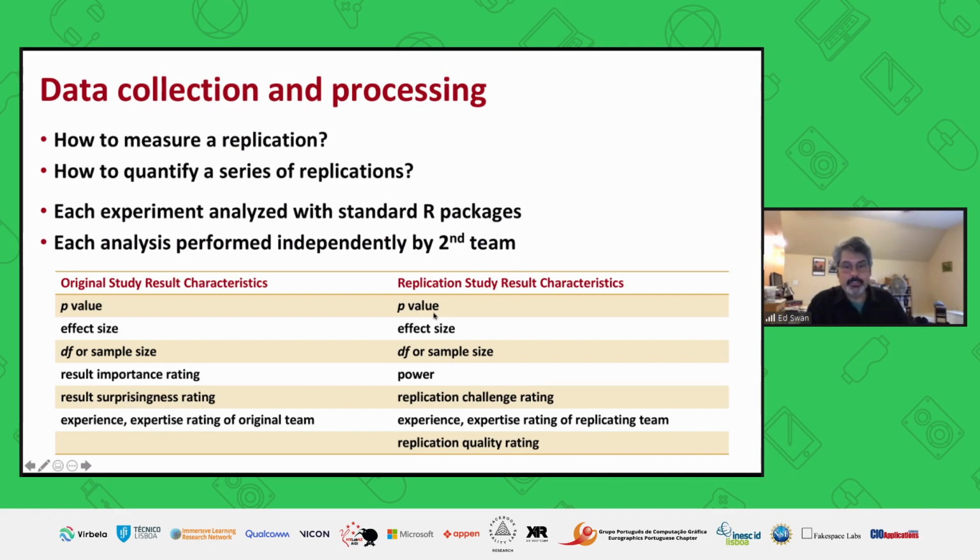Then the replication also produced a p-value. It also produced an effect size. It also produced a sample size or degrees of freedom. You could determine power from the replication because it's built on the original. The team rated how challenging it was to perform the replication. The experience and expertise of the replicating team was also assessed by all other authors. And the quality of the replication was also rated. So these were the statistics that were collected about the original experiment and the replication of the experiment.